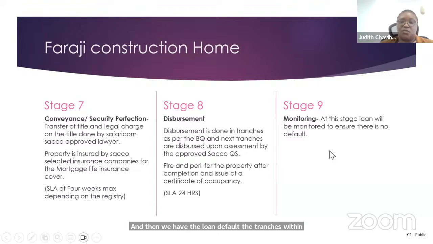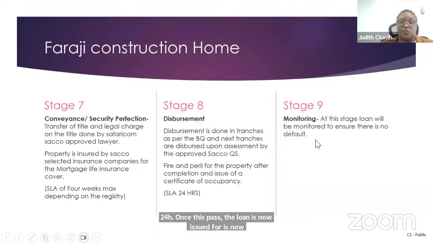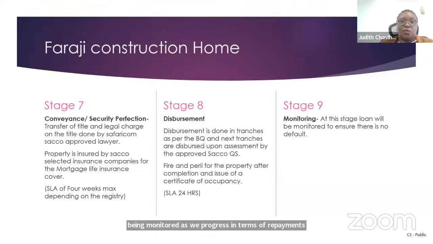Once disbursed, the loan is now being monitored as we progress in terms of repayments. Now, the common question here is normally how much am I paying. If I applied for 10 million and the first tranche is 5 million, for example, will I be having a standing order for the full repayment of 10 million or 5 million?